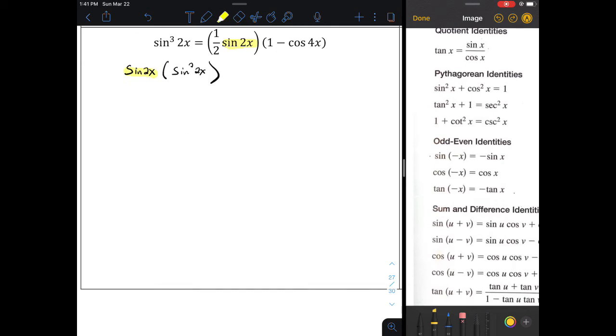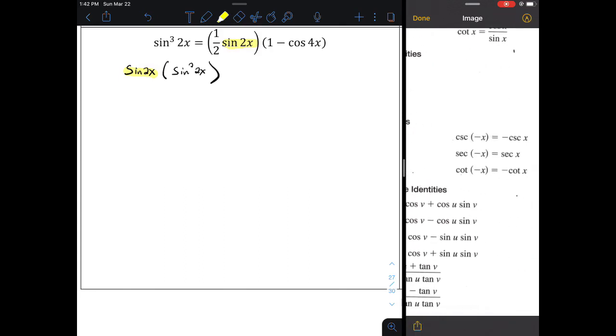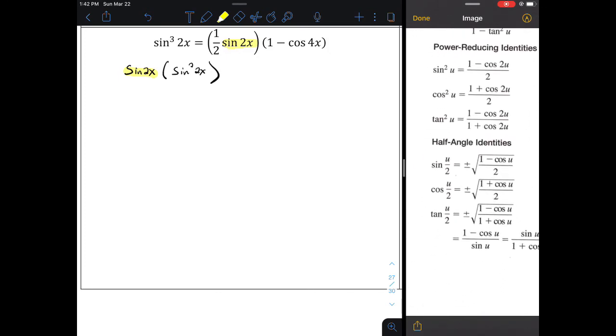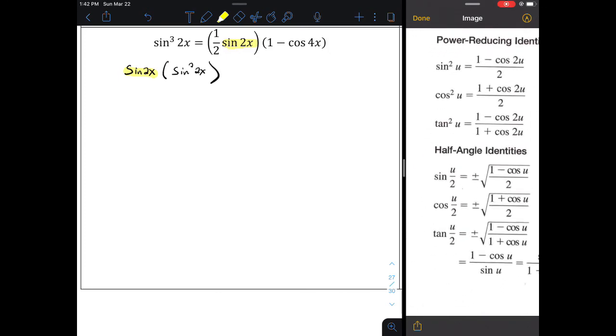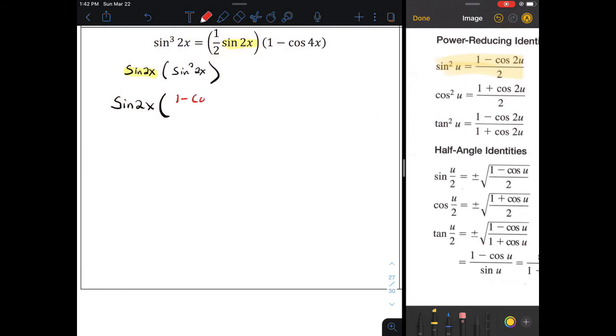Well, now I need to do a power reducing identity because nothing on my right-hand side has a trig function that's being squared. So I'm going to go find the power reducing identity for sine squared. So sine squared of an angle is equal to 1 minus cosine of twice that angle divided by 2. So we're going to use that identity there. So this becomes sine of 2x times 1 minus cosine of 2 times the angle in there. So it'd be 2 times 2x, or 4x, divided by 2.